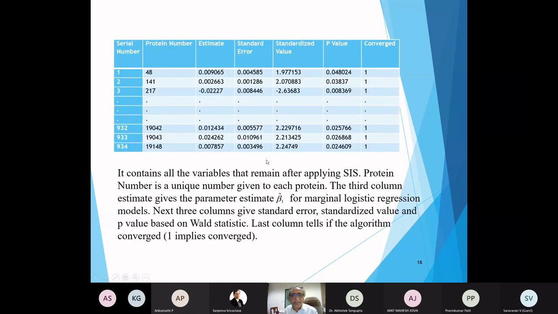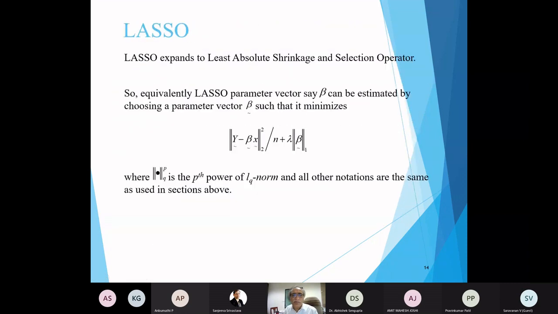Again, let us go back to this model. This is lambda, the penalty parameter. This penalty parameter is also unknown, and is to be chosen. So in this, the betas are to be chosen, and lambda is also to be chosen suitably, such that the loss function is minimized. That is the idea.